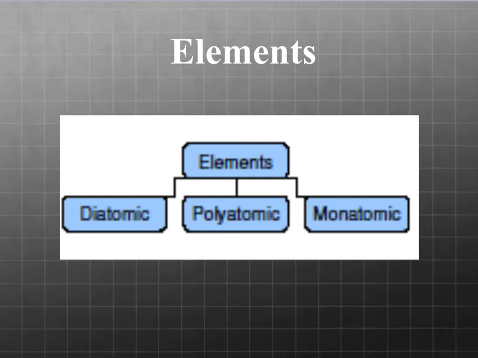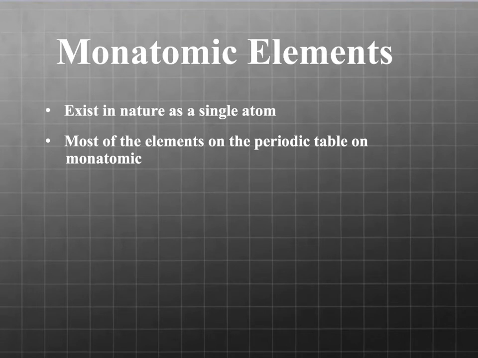So elements, we're going to further categorize into either a diatomic, a polyatomic, or a monatomic element. And it's helpful to write down this division, this picture that you see here, so that you can get a better visual of how it all is going to combine together. Okay, so a monatomic element, these are atoms that can exist all by themselves in nature. So most of the elements on the periodic table can exist as a monatomic. So this means that an individual, let's say iron, which is Fe, can exist all by itself, just as an individual atom floating around all by itself.